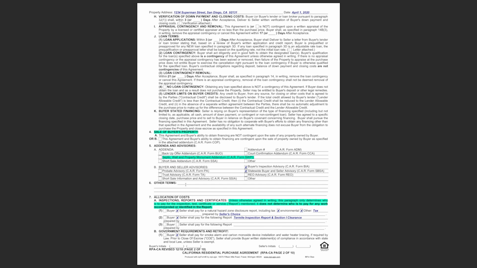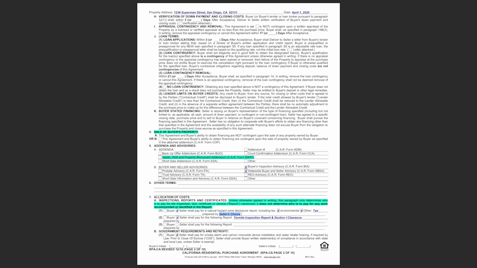Now, it's going to naturally check the box for the environmental report, and I recommend checking the box other and including the tax report. Now, down here, you can select if you want this prepared by a specific company or not. You'll see that in my sample today I've just elected to put seller's choice, meaning I'm going to let the seller choose who they want to order this report from.